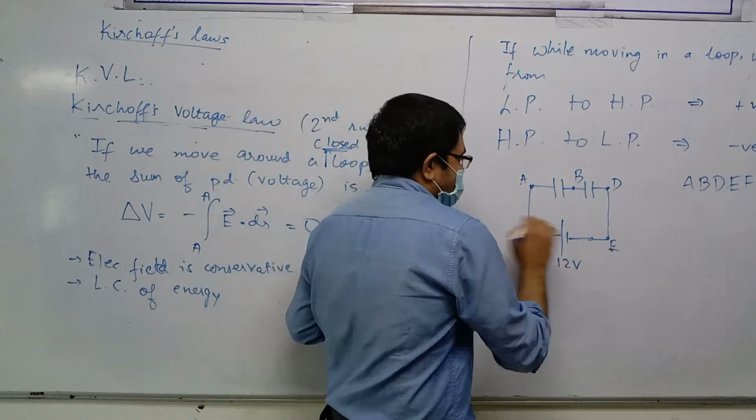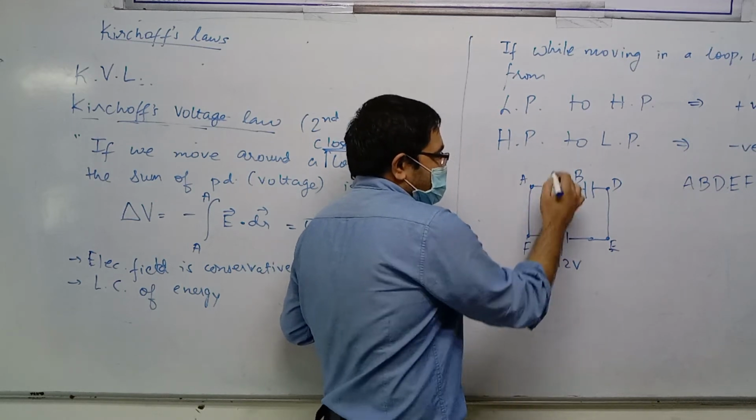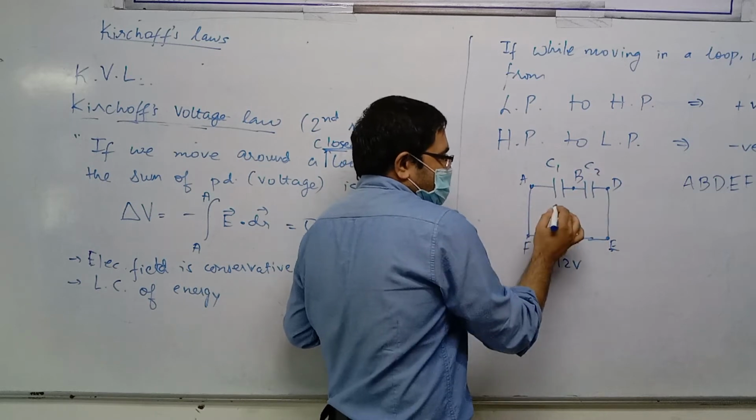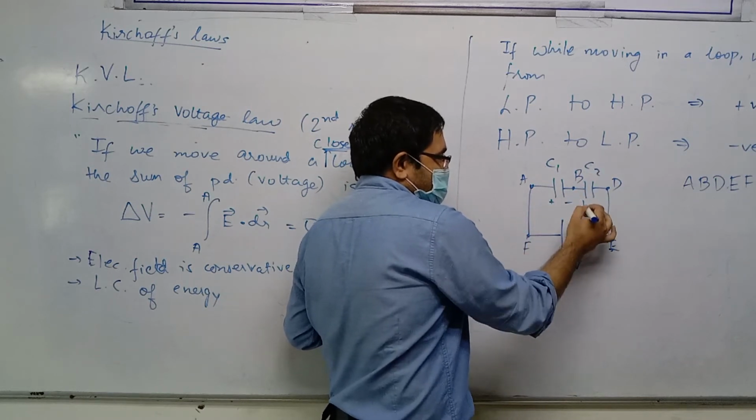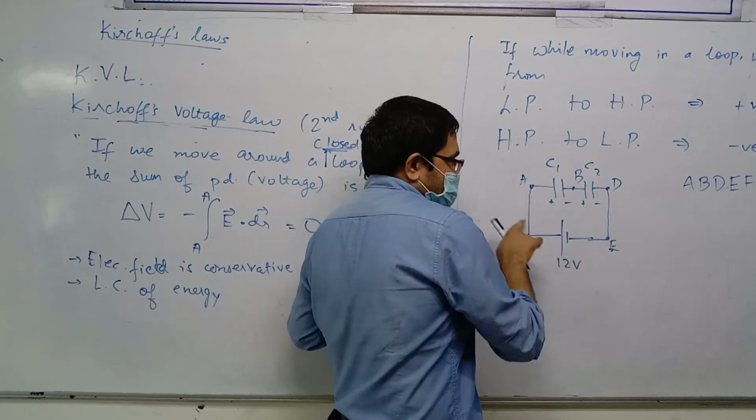So A, B, D, E, F, A. If I start from here, we know that this is 12 volt, right? This is the first capacitor, second capacitor. So this plate will be positive, that plate will be negative. This plate will be positive, that plate will be negative. Okay or not? Yes. So if I start going from A to B.